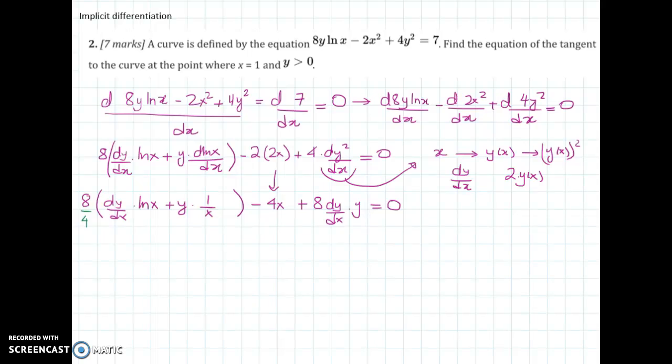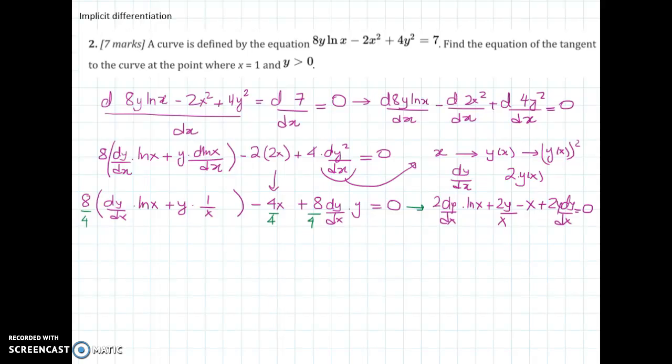This is equal to 0, so we can divide everything by 4 to simplify the values a little bit over here. So we'll get that 2 dy/dx times logarithm of x plus 2y over x minus x plus 2y dy/dx is equal to 0.